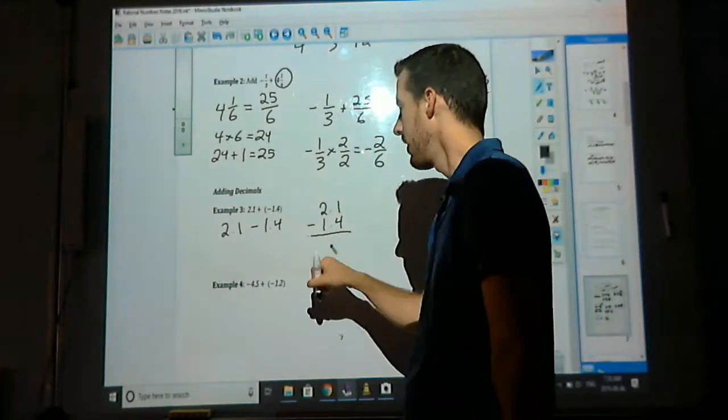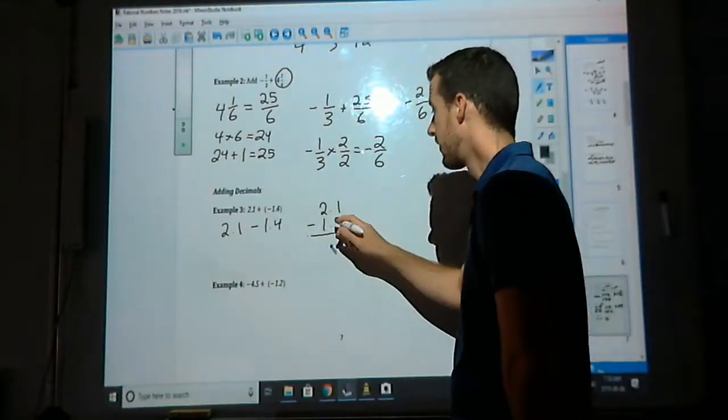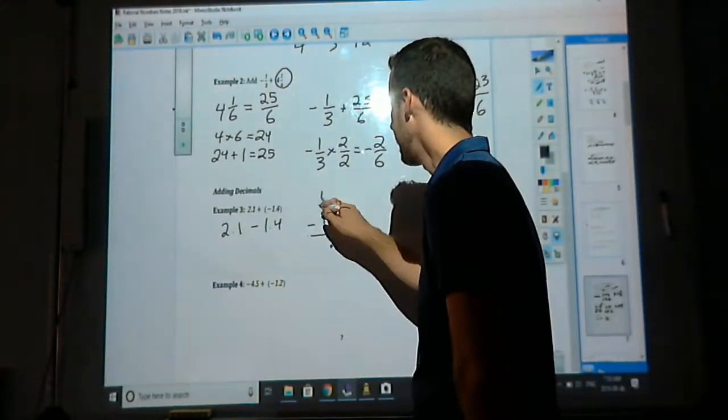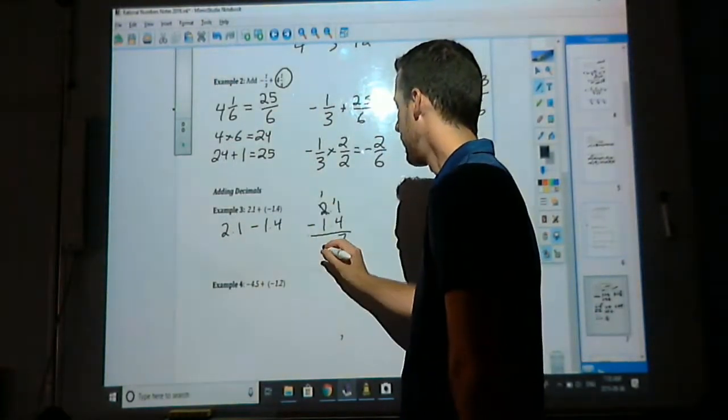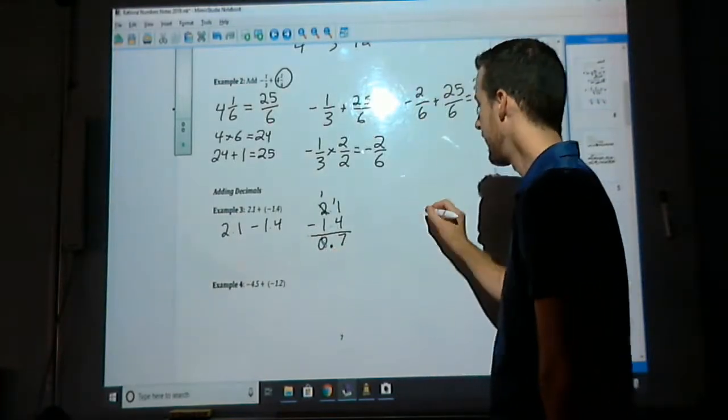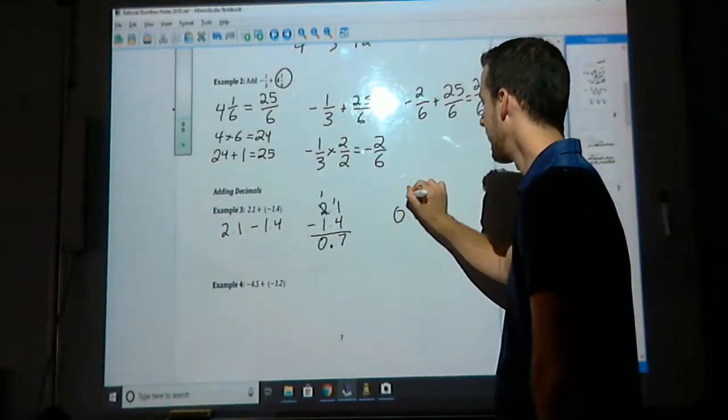So we can even start drawing it first, and then we can do the rest. So here we're gonna borrow, right? So 11 minus 4 is 7, and 1 minus 1 is 0. So our final answer, 0.7.